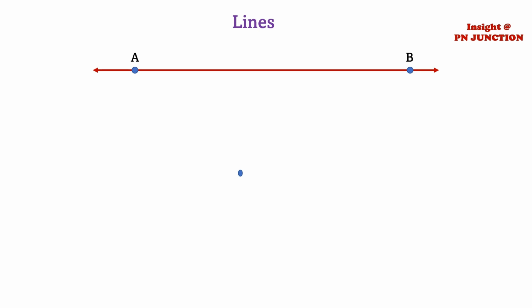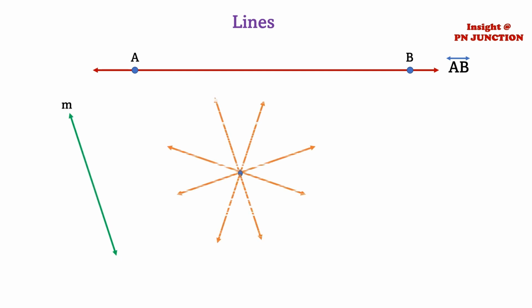A line can be named either using 2 points on the line, for example, line AB, or simply by a letter, usually lowercase, for example, line m. Infinite number of lines can be drawn through a single fixed point, whereas only one line can be drawn through any two fixed points.